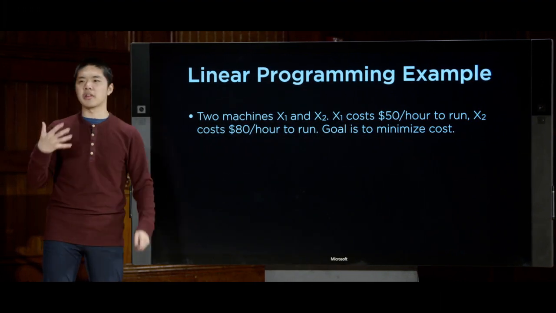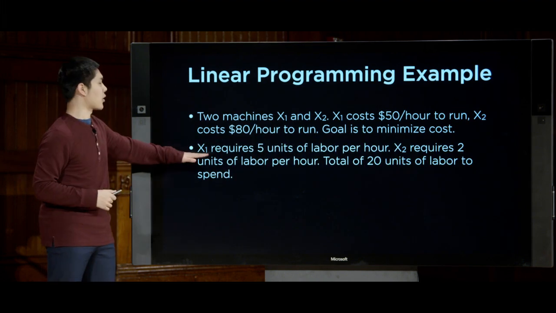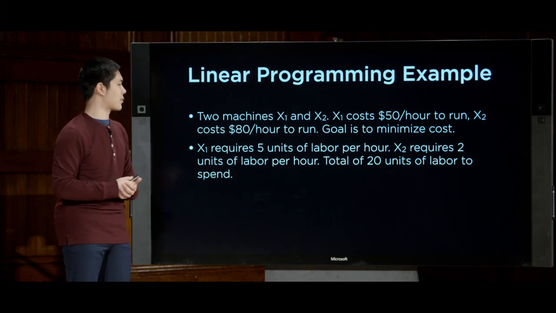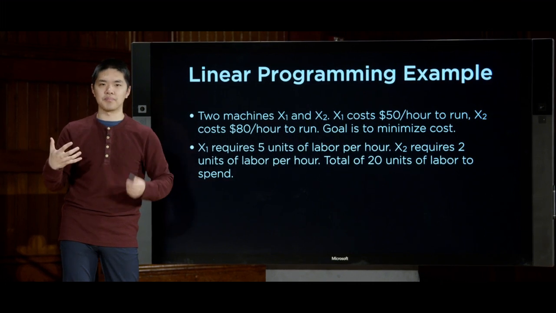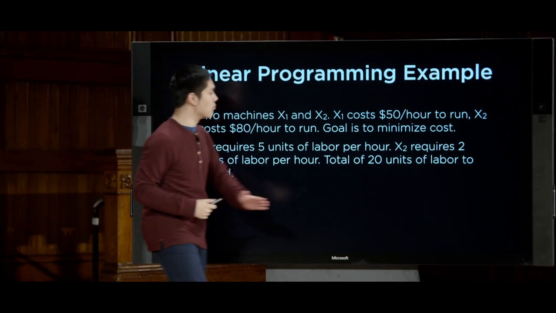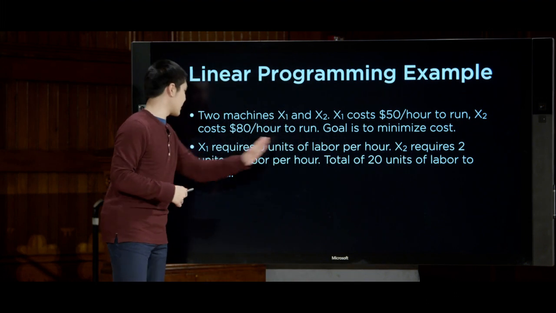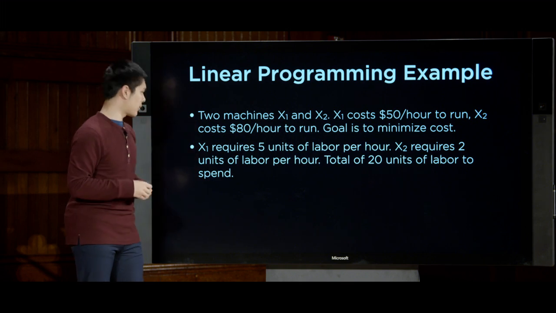But we need to do so subject to certain constraints. So there might be a labor constraint, that x1 requires 5 units of labor per hour, x2 requires 2 units of labor per hour, and we have a total of 20 units of labor that we have to spend. So this is a constraint. We have no more than 20 units of labor that we can spend, and we can spend it across x1 and x2, each of which requires a different amount of labor.